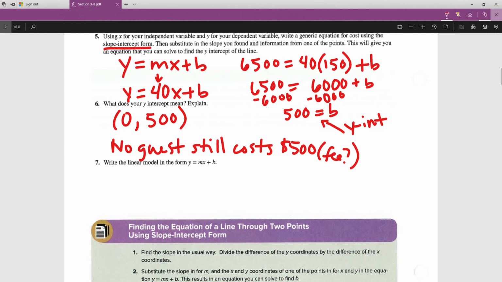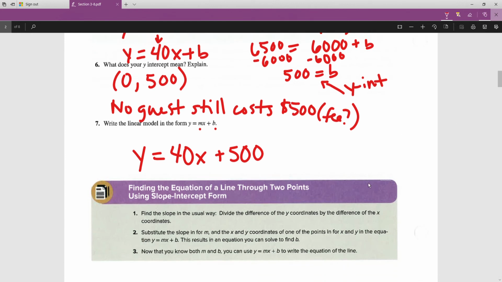Okay, so we know that the slope is 40 and we know that the y-intercept is 500. So we could plug those in for m and b in our y equals mx plus b form, which is our slope-intercept form, and that will give us the general linear model for this scenario of guests and total cost of our event. So by plugging 500 in for b, which is what we solved for in question 5, and 40 for the slope, which we solved for earlier, we have y equals 40x plus 500.